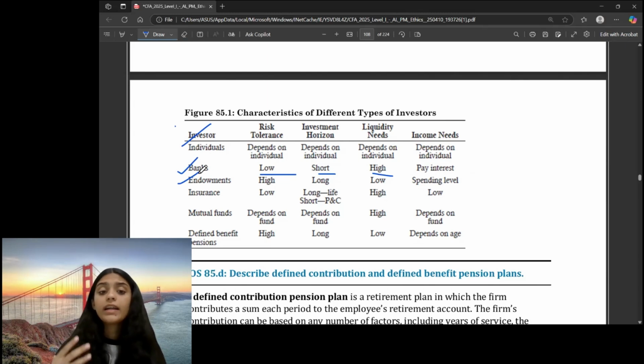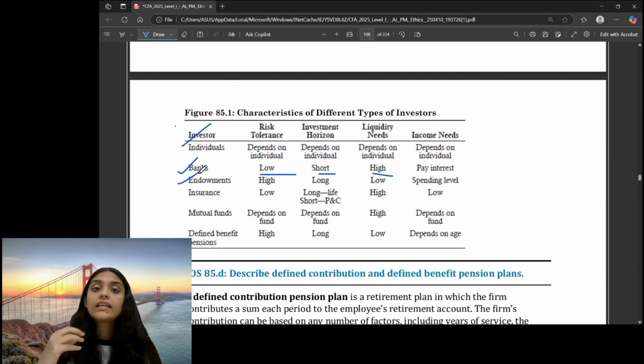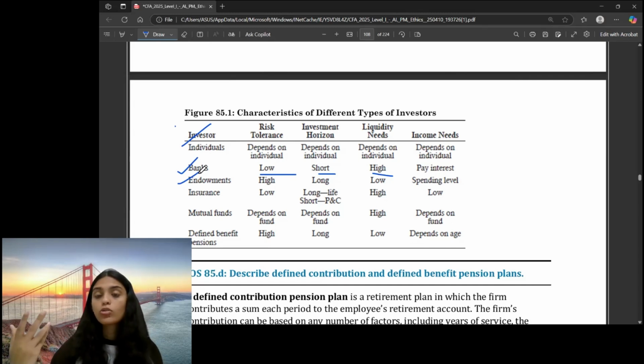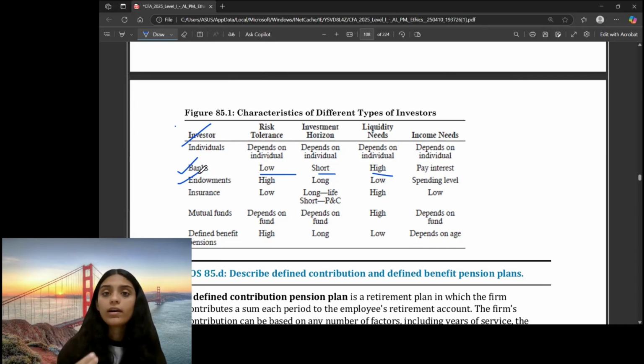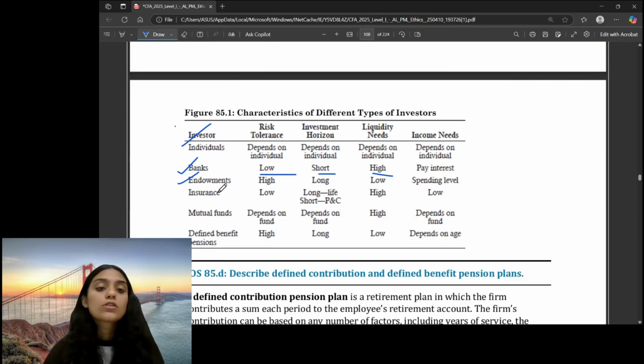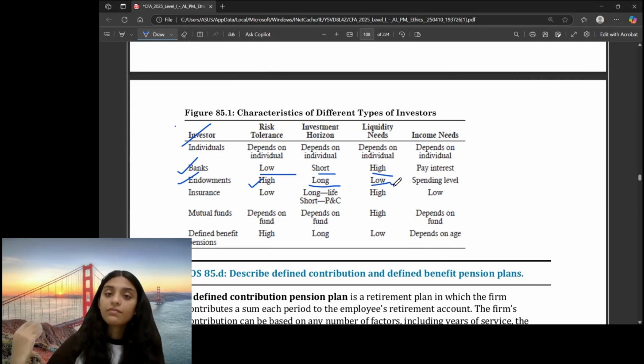What is an endowment fund? An endowment fund is a fund that is kept to fund an ongoing activity. For example, universities keep an endowment fund to fund their programs continuously. So risk tolerance is very high. Then the investment horizon is long. Liquidity needs are low. As I said, if your investment horizon is long, then your liquidity needs automatically go low. Then next is insurance.